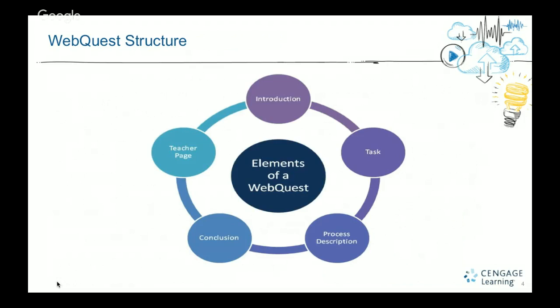So the WebQuest structure is right here in this illustration. This is the general structure for the WebQuest. We're going to see in the further slides how the structure is really detailed. We're going to make a breakdown of that structure, but we're going to see this WebQuest structure right here.